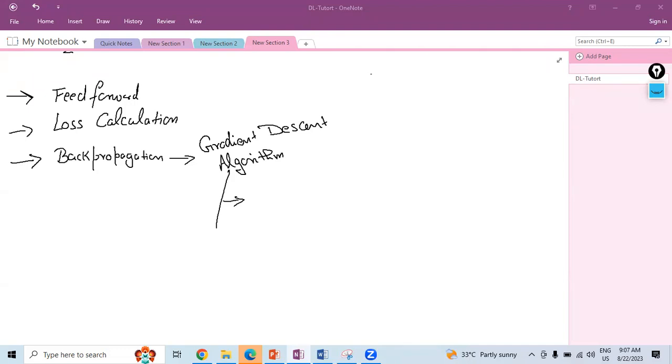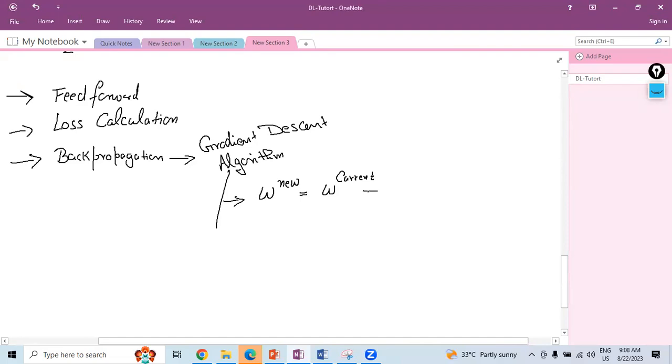We take the differential. Okay. I think Aisha also gave the right answer. So if you remember, guys, the formula was, if I write this in terms of W, it will be W new equal to W current minus learning rate into derivative of loss function with respect to dW current.